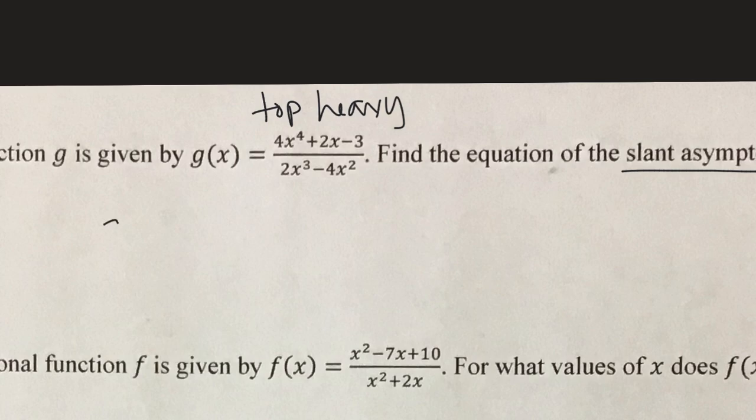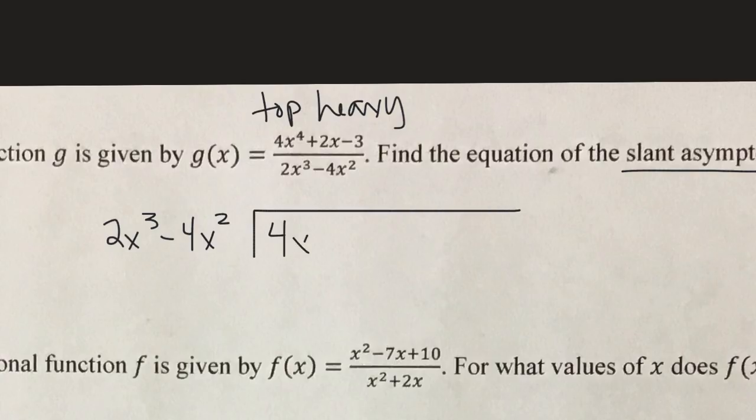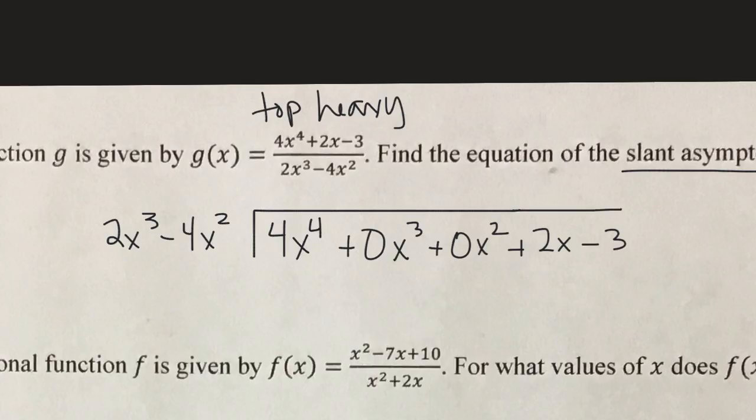So we can calculate the slant asymptote by doing long division. You put your denominator on the outside, and then we put our numerator on the inside, accounting for every power. So there's no squared power, there's no cube power, so we put in zeros, we have a linear, and we have a constant. When we're missing a power from your equation, you have to put in a 0.